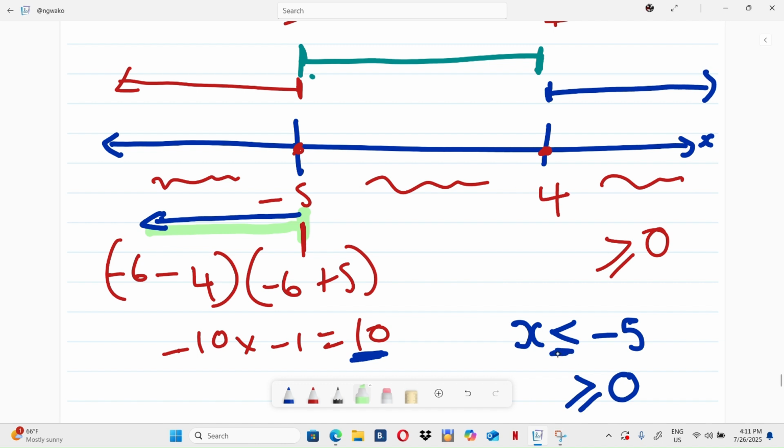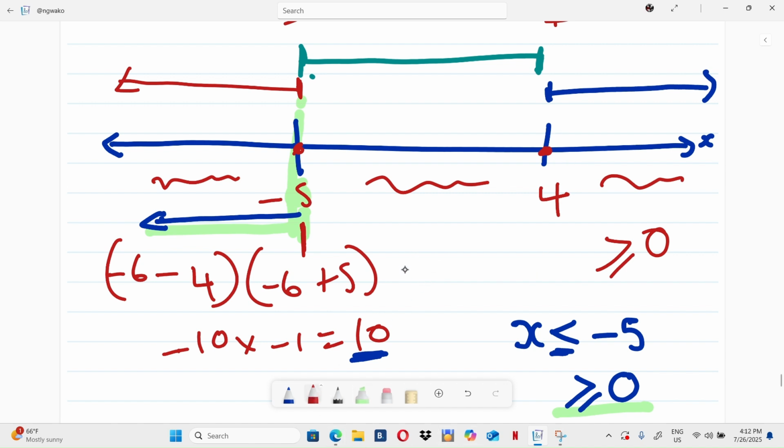x is equal to or less than minus 5 because at this point, this is our x point and it gives us 0. Therefore, we say at this point here, x is less than or equal to minus 5. Those values are greater than 0. So, and then we come back again, we do the same thing here.